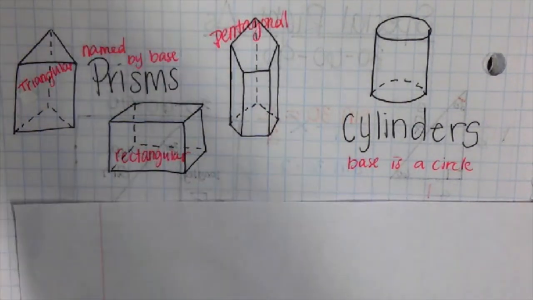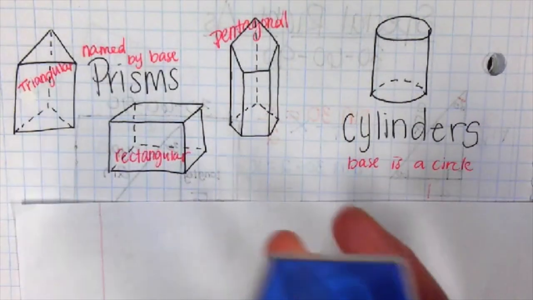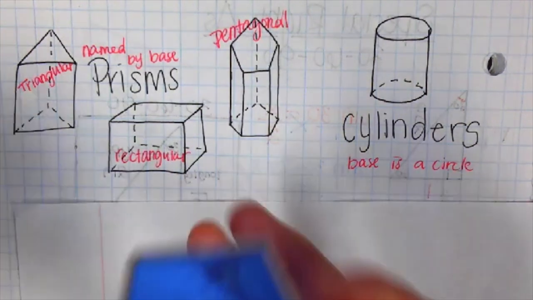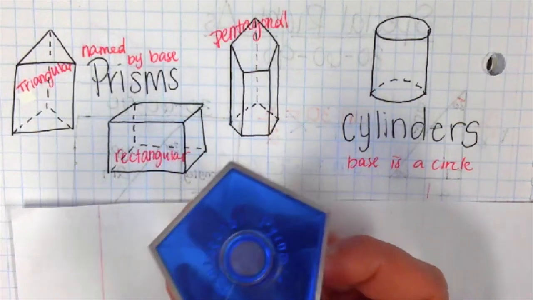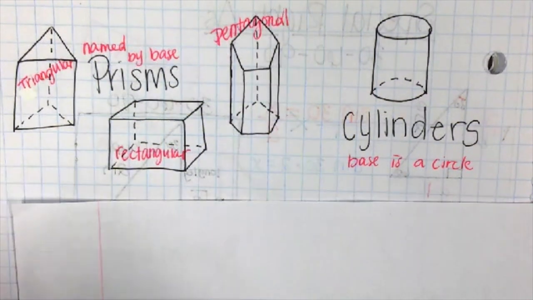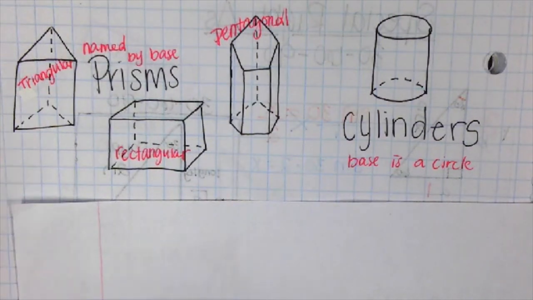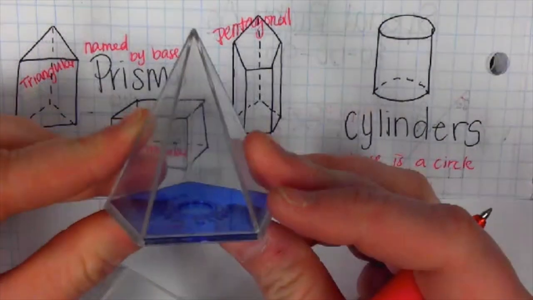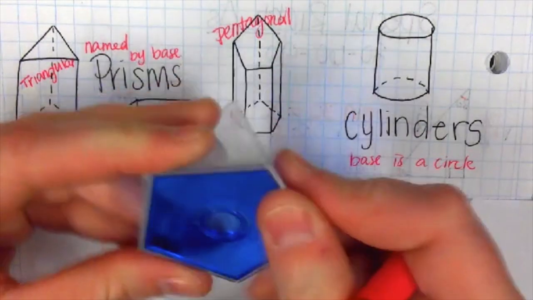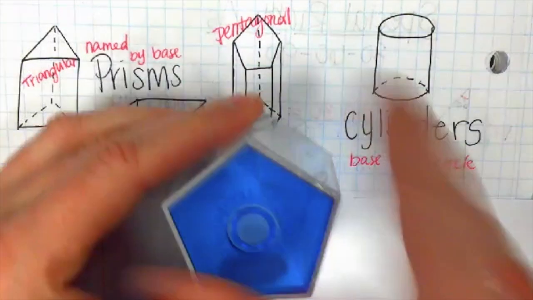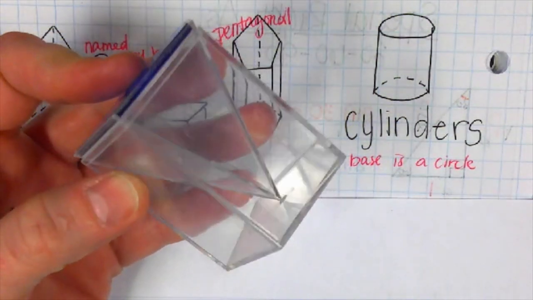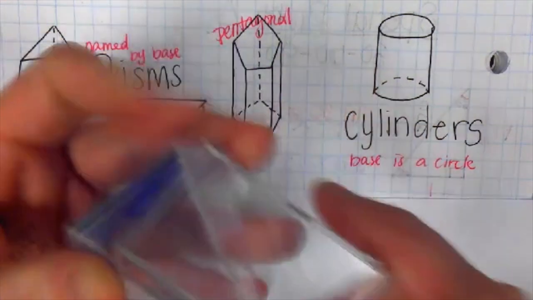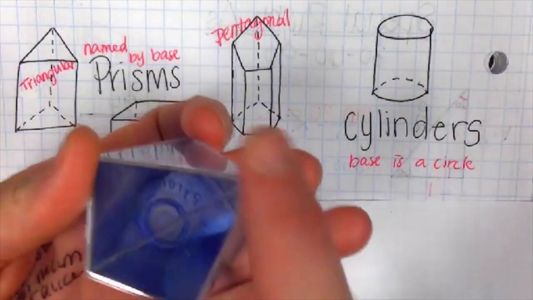All right, the next thing. If you notice, you can kind of see it. It's a pentagonal prism, or not prism, I'm sorry. It's a pentagonal pyramid. So notice this point that it makes. You can kind of see it depending on the light. You can see that this is a pyramid because of that point.